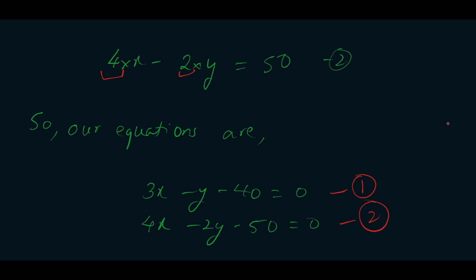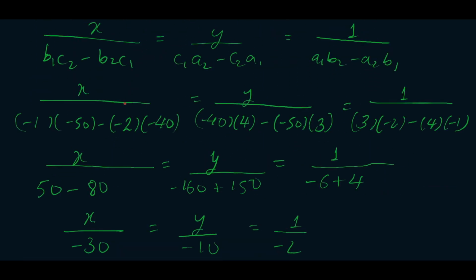Now we will solve it using cross multiplication. We know the formula for cross multiplication. It is x by b1 c2 minus b2 c1 equals y by c1 a2 minus c2 a1 equals 1 by a1 b2 minus a2 b1. Now we just put the values of a1, a2, b1, b2 and c1, c2.